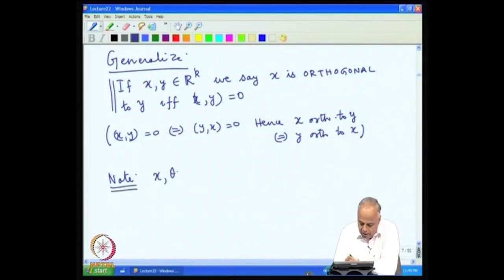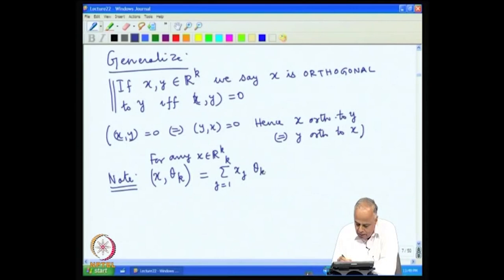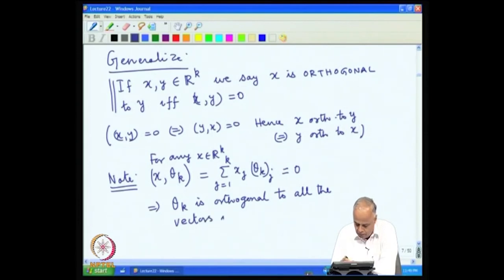the inner product of x and theta k, for any x in R^k. What is x comma theta k? We have to look at the sum over j equal to 1 to k of x_j multiplied by the jth component of theta k. But the jth component of theta k is all 0, and therefore, that is 0. So, that implies theta k is orthogonal to all the vectors in R^k.